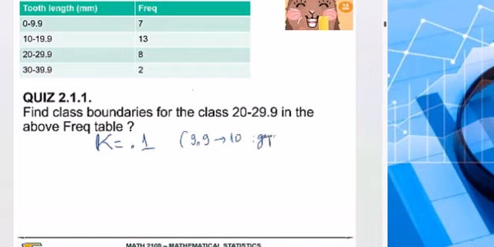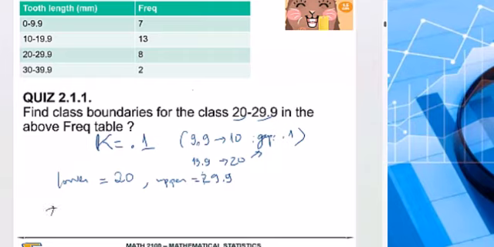The gap is 0.1, right? Similarly, maybe from 19.9 to 20, the same, right? And so on. So basically, for the class 20 to 29.9, the lower limit will be 20, right? Upper would be 29.9, right?